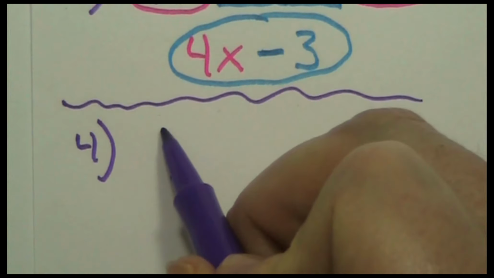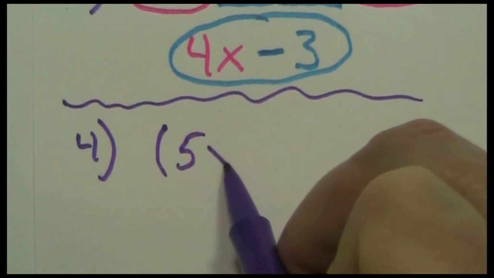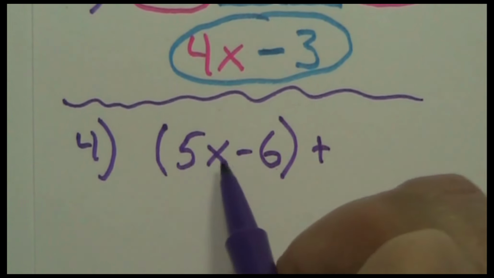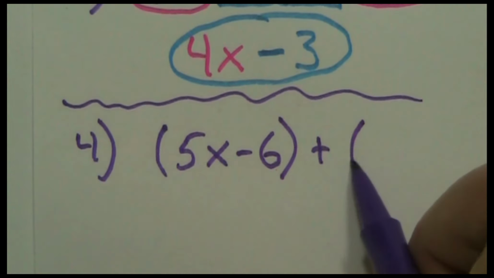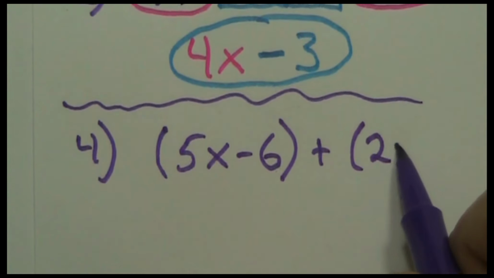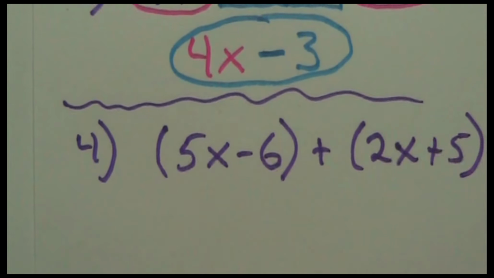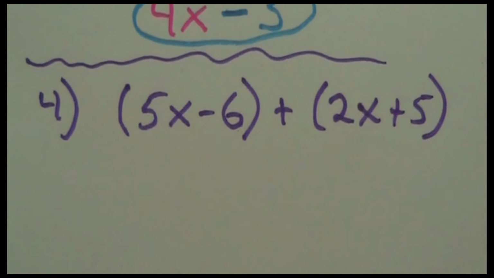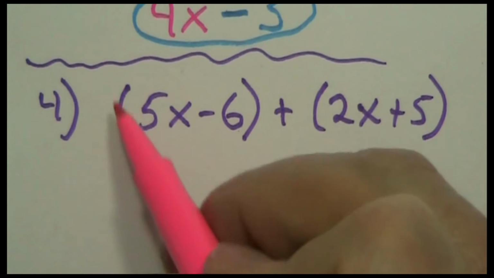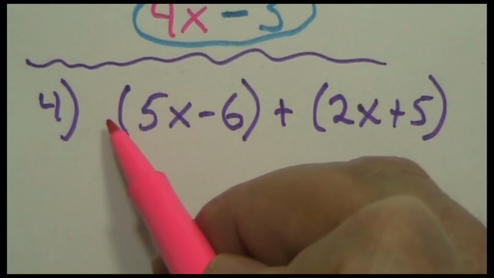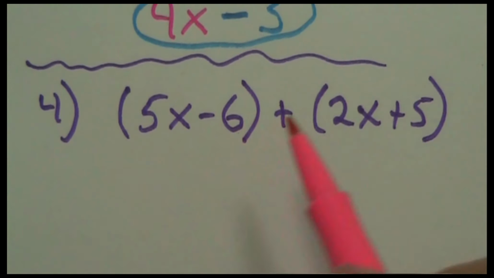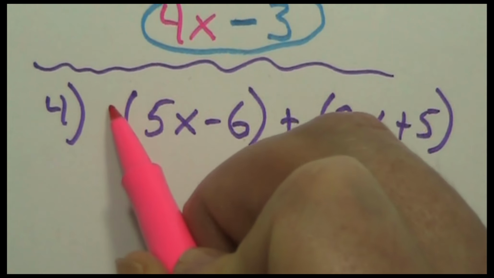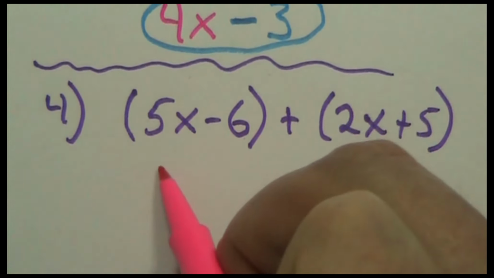Okay, our next one. This quantity, 5x minus 6, plus this quantity, (2x plus 5). Now what's interesting is there's no number outside of here. Matter of fact, if there was, it would be the number 1. So watch this for a minute. If I put a 1 right here, this would be the same thing as 1 times 5x is 5x.